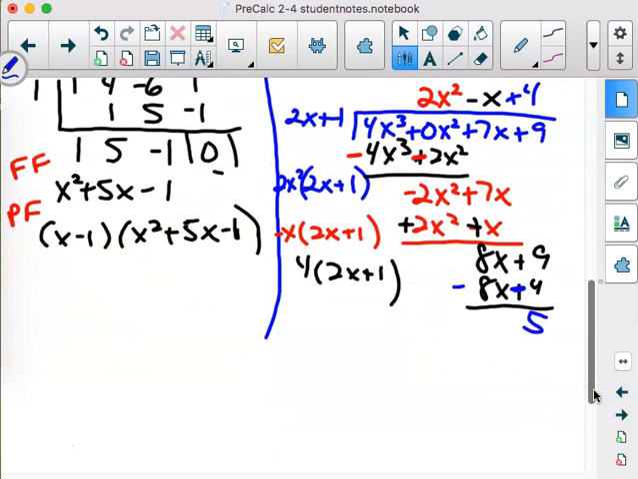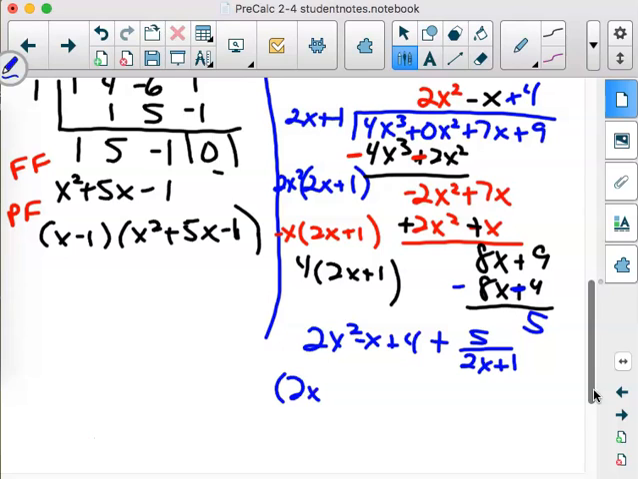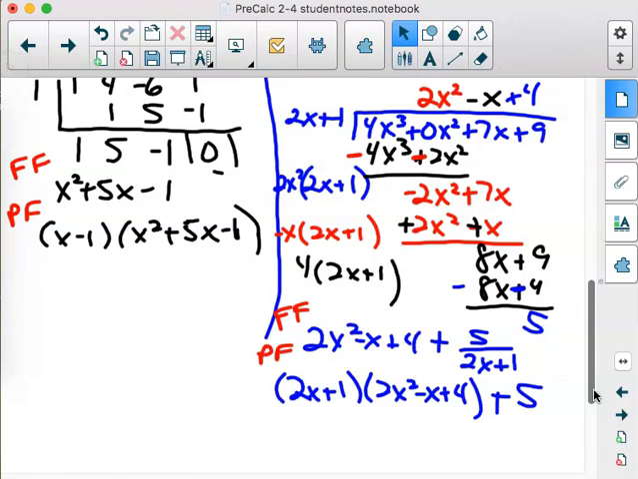in fraction form, it will be 2x squared minus x plus 4 plus 5 over 2x plus 1. And then, oh, I don't like that that's kind of sideways there. In polynomial form, we would get 2x plus 1, that's our divisor, times 2x squared minus x plus 4, and then add that little remainder of 5, because again, that's as if we were checking it. So fraction form and polynomial form.